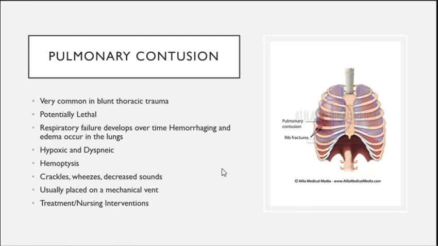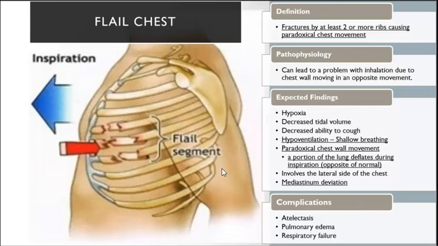Respiratory failure develops over time. You could have some hemorrhaging, edema in the lungs. You're going to look for hypoxia and shortness of breath, maybe coughing up blood, hemoptysis, crackles, wheezing, decreased sounds. Crackles and wheezing, blood is filling up, airways getting blocked, inflammation is occurring, and if they come in with that and then you have no sounds, it's a big problem. This patient could be put on a mechanical vent, and of course we're going to do all the protocols with the ventilator.